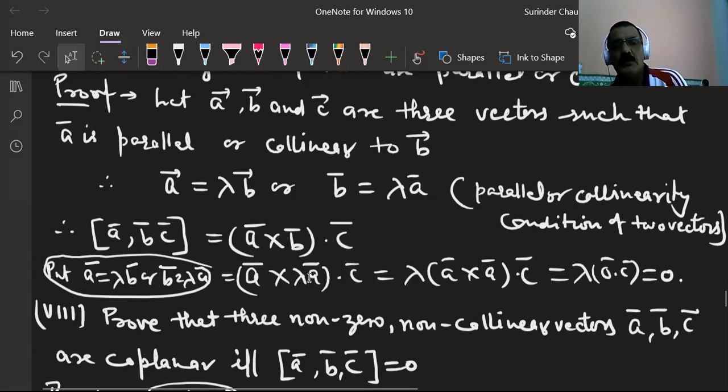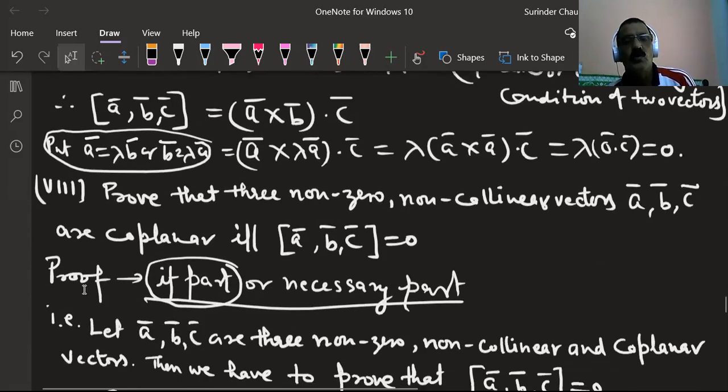In the above result, we got the A vector cross the B vector, which is lambda times A. This equals lambda times A cross A, and the cross product of two same vectors will be 0. So if any two of the three vectors are either collinear or parallel, then the scalar product will always be equal to 0.